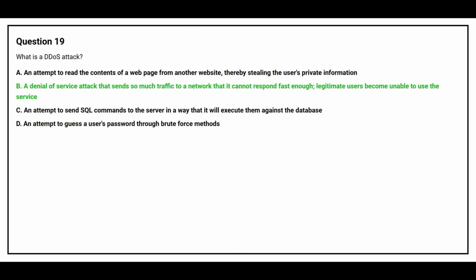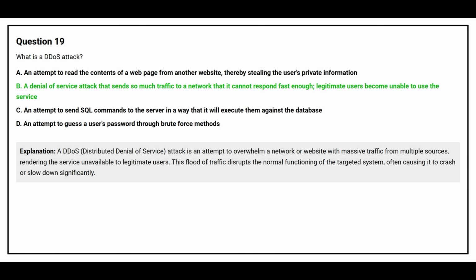The correct answer is option B, a denial of service attack that sends so much traffic to a network that it cannot respond fast enough. Legitimate users become unable to use the service. A DDoS attack is an attempt to overwhelm a network or website with massive traffic from multiple sources, rendering the service unavailable to legitimate users. This flood of traffic disrupts the normal functioning of the targeted system, often causing it to crash or slow down significantly.